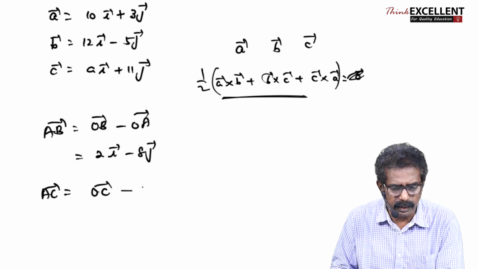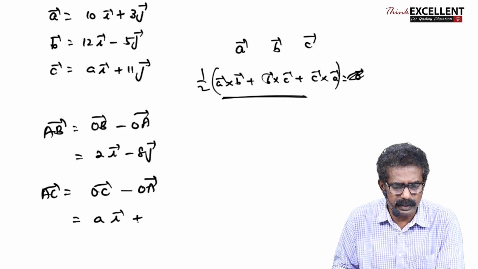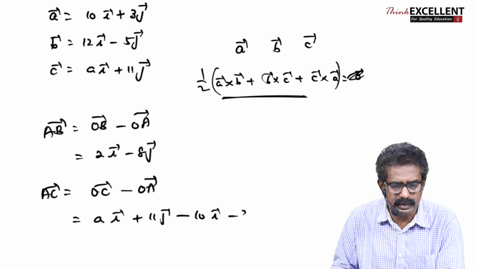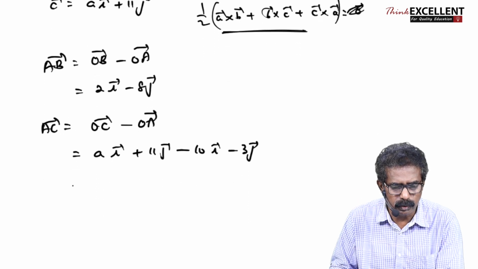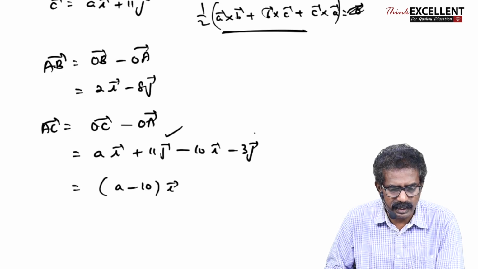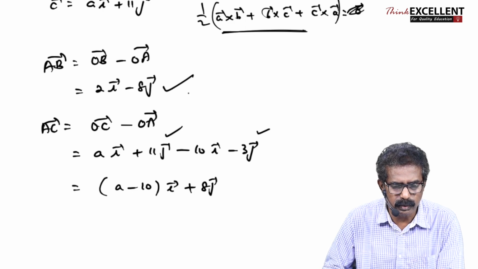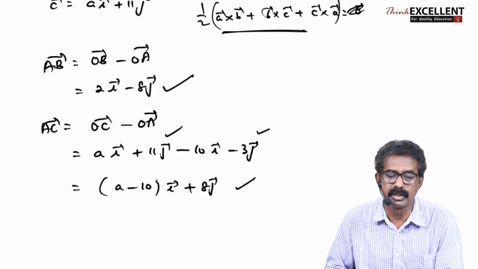OC minus OA. OC vector is Ai plus 11j minus of OA, minus 10i minus 3j. Just change the sign. Group items: A minus 10 into i, minus 11j minus 3j is plus 8j. So since the two vectors are collinear, the coefficients are proportional.